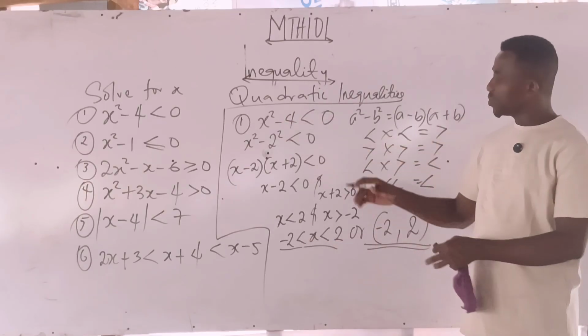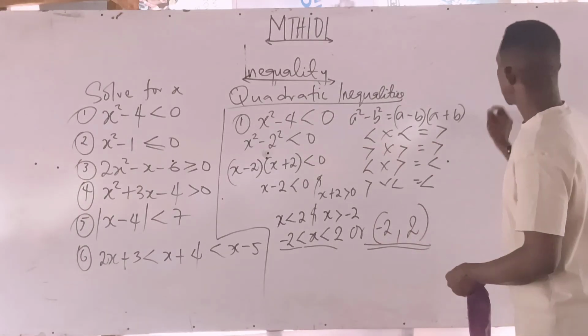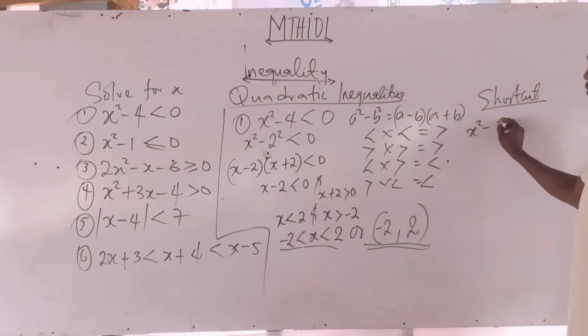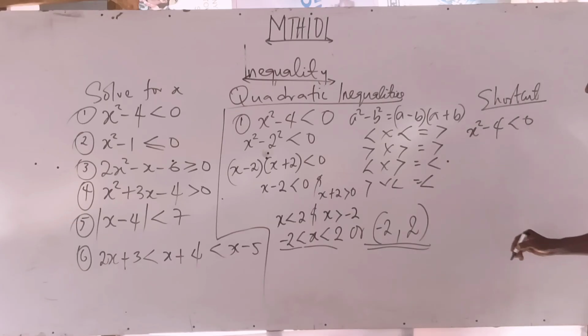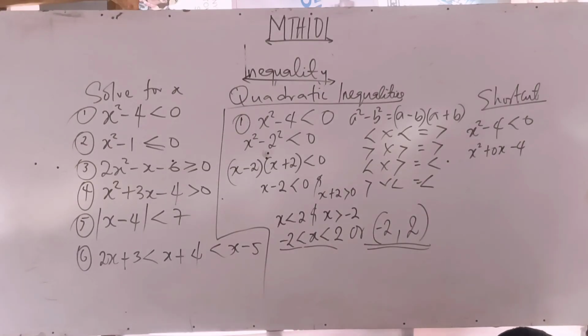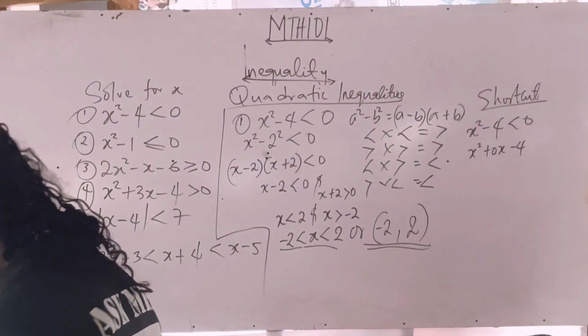But now, why did we have to use all this long process where we can easily use a shortcut? X squared minus 4 is less than 0. Okay? Now, you can use the calculator method by using mode 5-3. Mode 5-3, press it now. Mode 5-3, are you there?